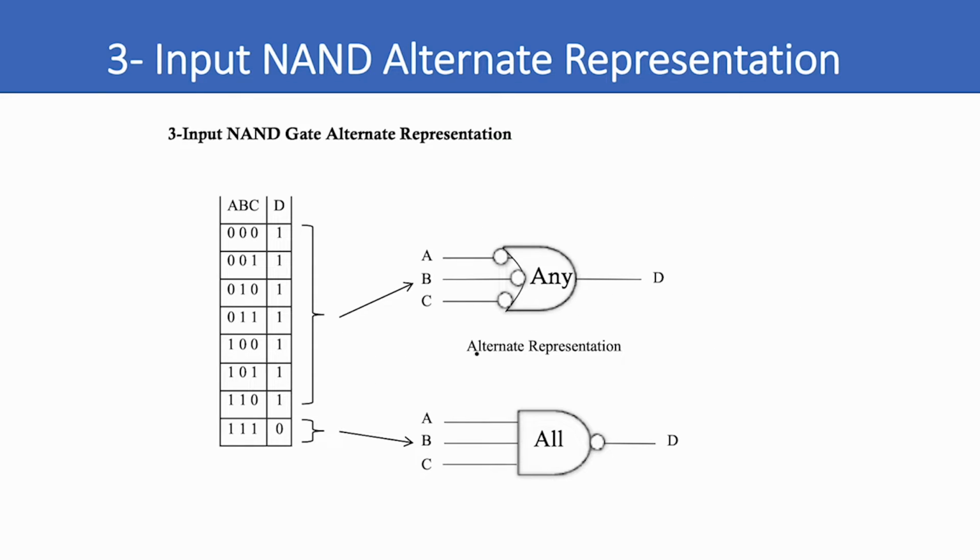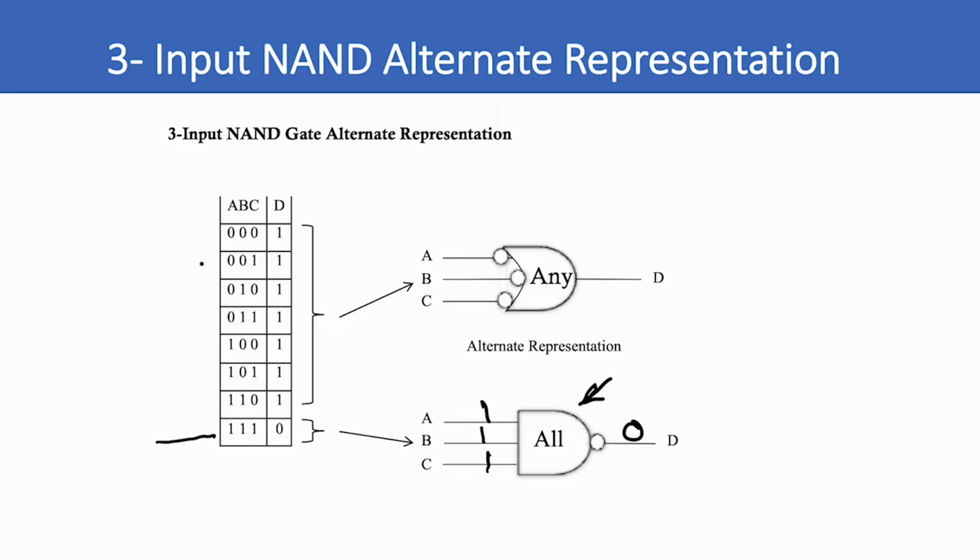Same with a 3-input NAND gate alternate representation. Again, there's only one case when this logical symbol right here is true, and that's when A, B, and C are all 1. So we've got to have 1, 1, 1, and then we'll get a 0. Okay, for all the other cases, we use the alternate representation. This right here is also a 3-input NAND gate, but this is the alternate representation, which is logically describing exactly what's happening in the truth table.